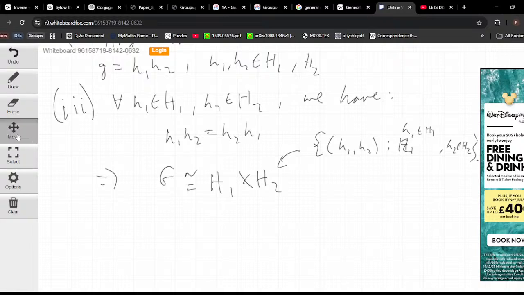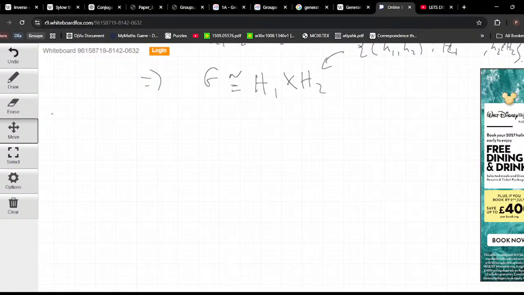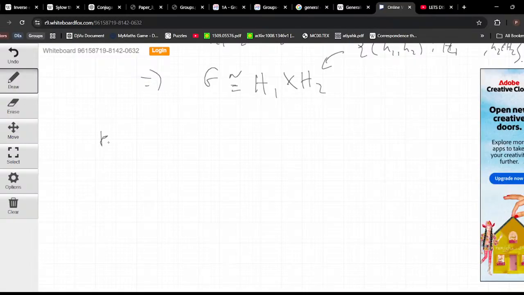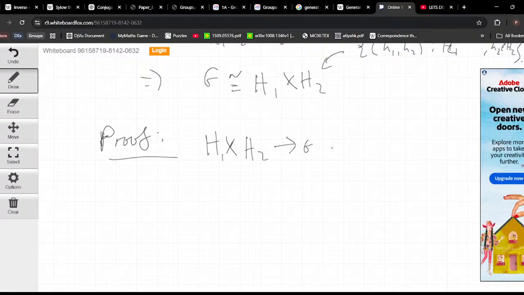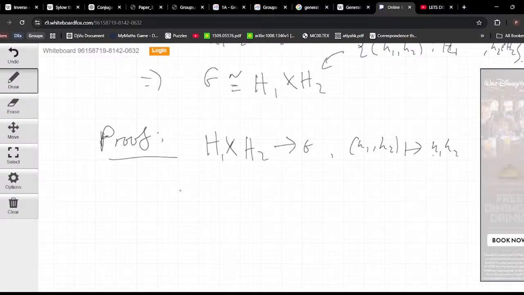Now how do we prove this? Well, let's have a look. I actually don't really remember, but my first thought would just be to define a map from H1 cross H2 into G. It takes in a pair (h1, h2), and the most natural thing to do would just be to output the product. So firstly, we need to show this is a homomorphism.